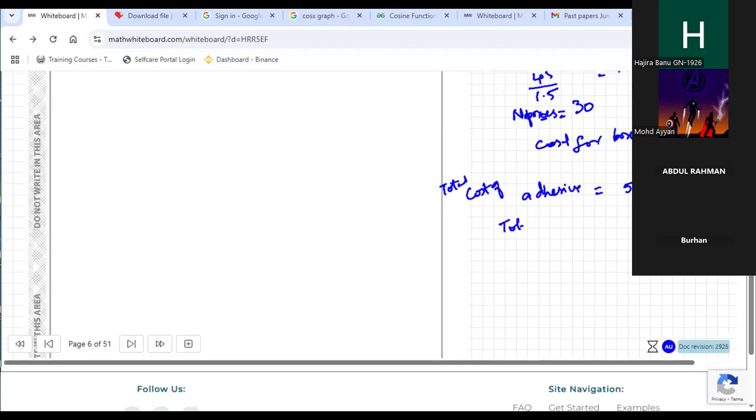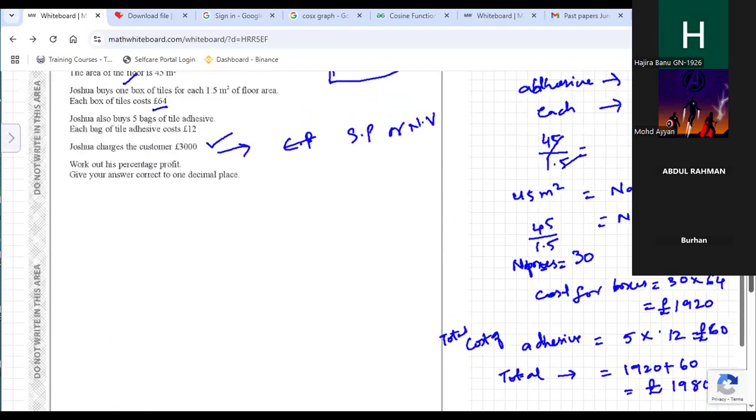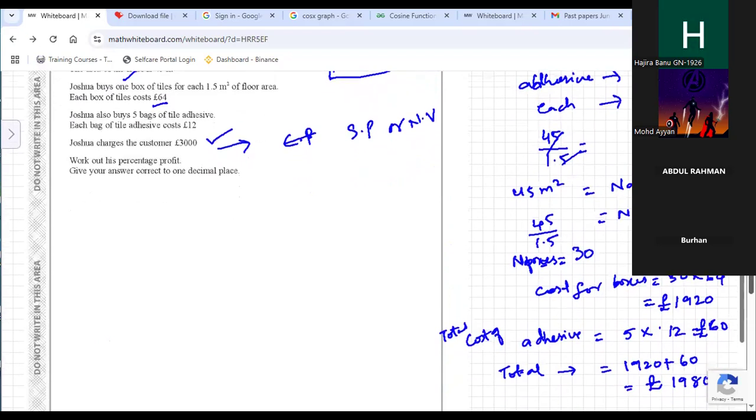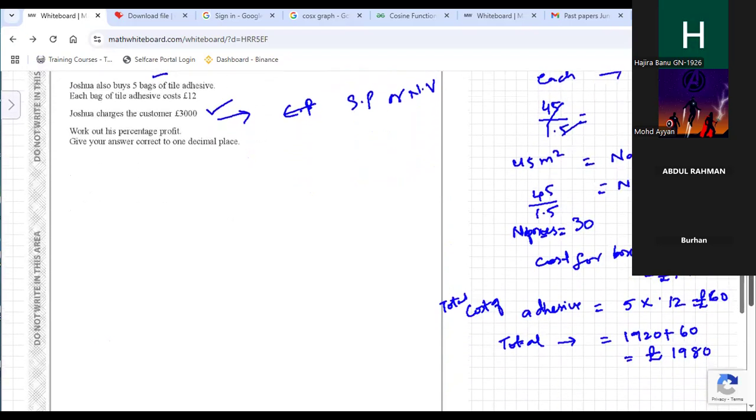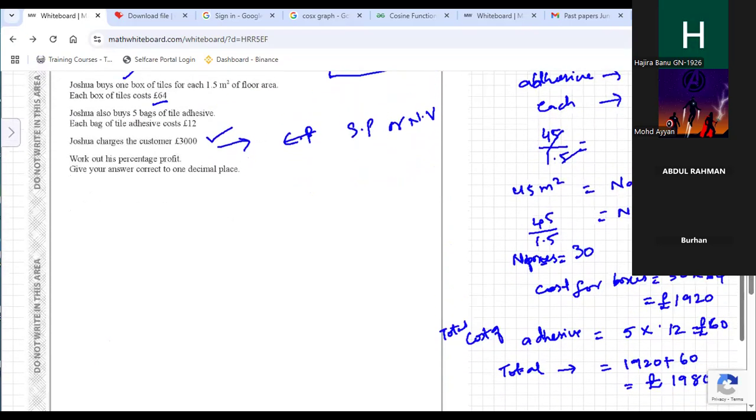Now the total cost Joshua spent for the customer is equal to 1,920 plus 60, that becomes 1,980 euros. Is that clear? All the workings are clear here to everybody? He spent this much, but he charged the customer 3,000, so definitely there is profit.